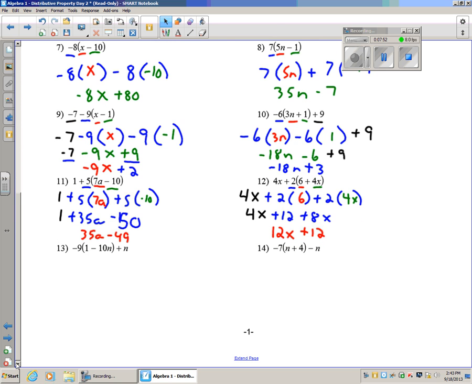Number 13. I got negative 9 times two different things. And then I have the n that nothing's happening to, so it just drops down. My first term is 1. And my second term is negative 10n.